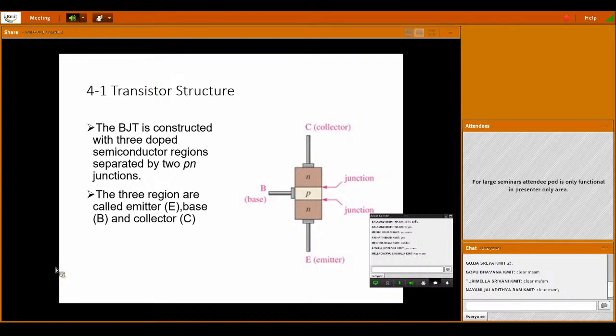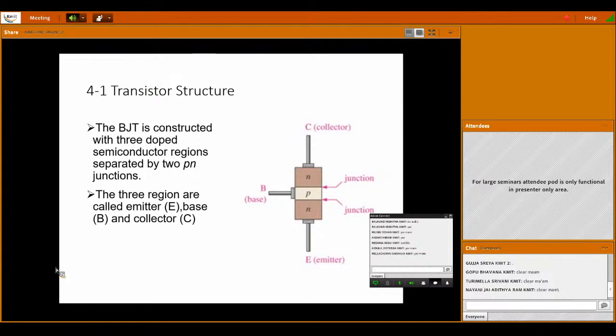And why do we mention it as a bijunction? Because we have two junctions. Here we have a junction between emitter and base. Another junction is between base and collector. The base to emitter junction is known as the input junction. The base to collector junction is known as the output junction.